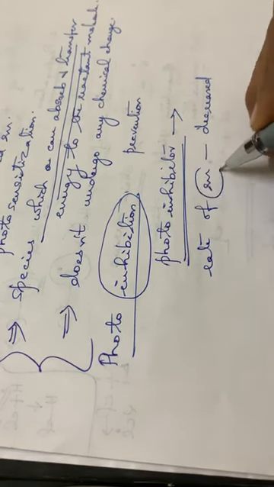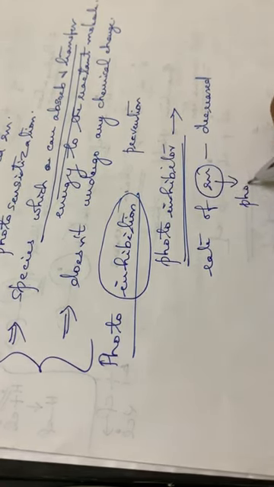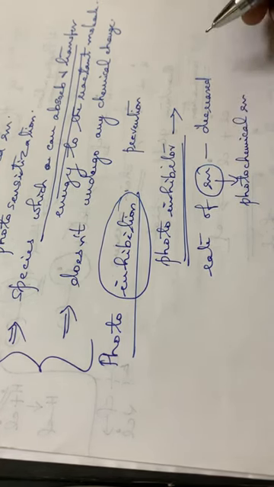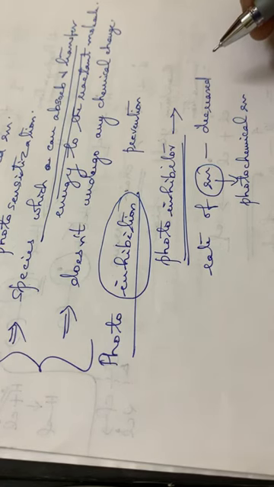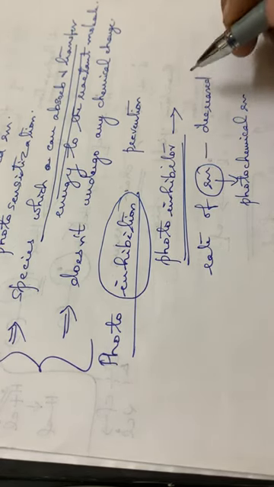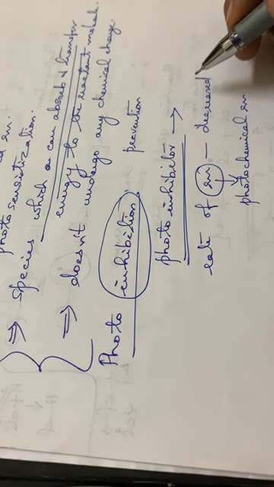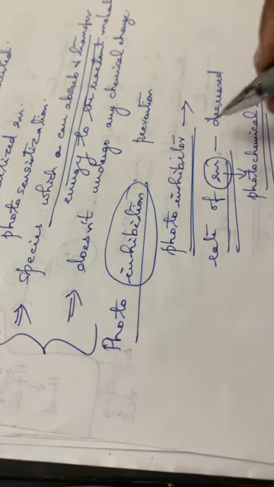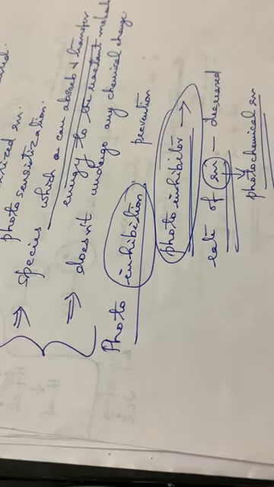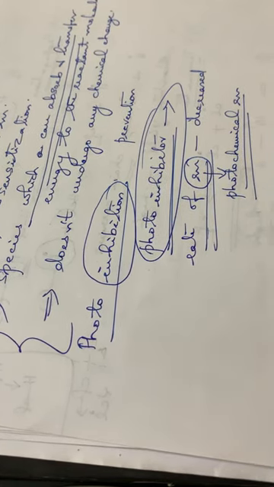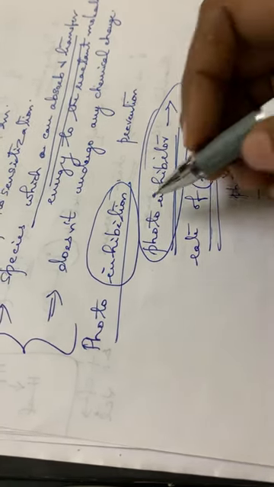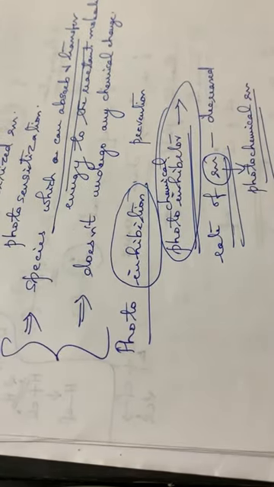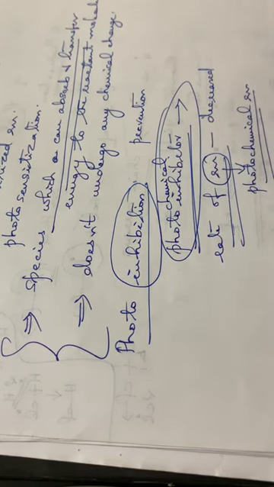Rate of the reaction means here the rate of the photochemical reaction. So if the rate of the photochemical reaction is decreased by any other foreign substance or chemical species, we can call it a photoinhibitor. So a photoinhibitor will be reducing the rate of a photochemical reaction. Such substances are called photoinhibitors, and the phenomenon is called photochemical inhibition.